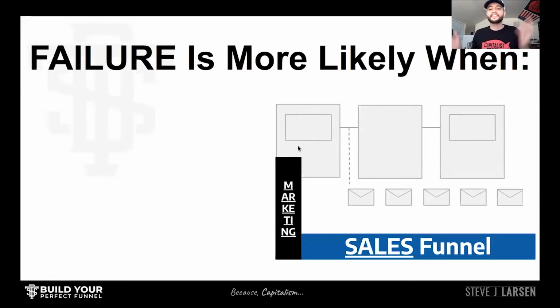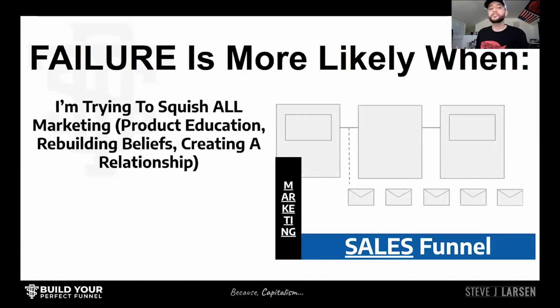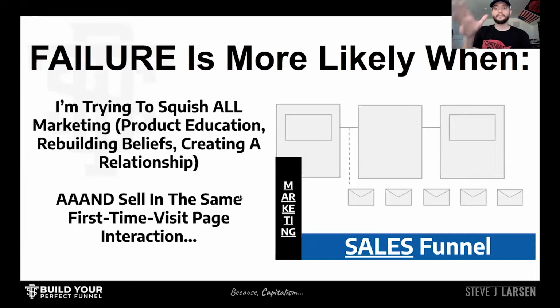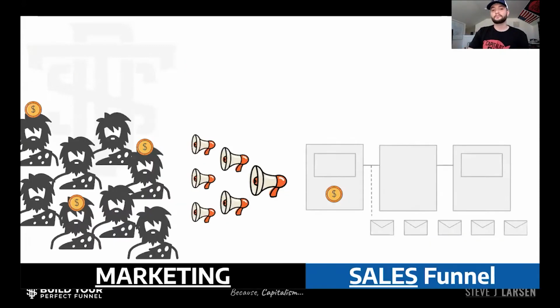They try to squish the entire function of marketing into the first page of their sales funnel when really the sales funnel is meant to sell. Does this make sense? Of course they overlap. Of course there's marketing pieces throughout. But does this make sense though, where the money's actually made? Trying to squish all the marketing, education and sell is real hard to do. Failure is much more likely when you try and do that, okay?